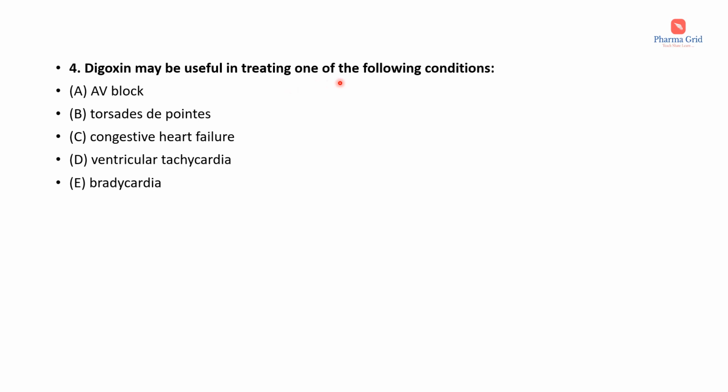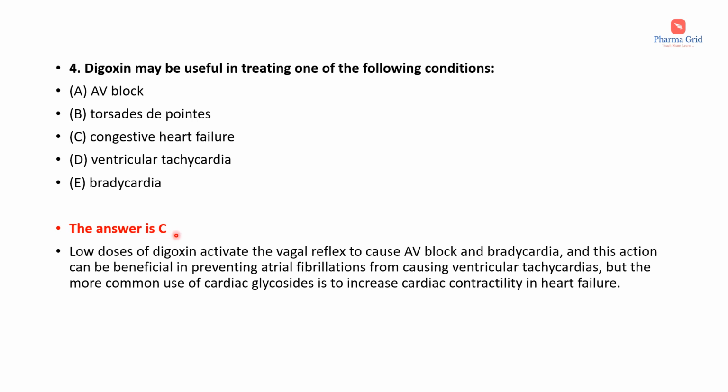Digoxin may be useful in treating one of the following conditions. Options are AV block, torsade de pointes, congestive heart failure, ventricular tachycardia, bradycardia. Correct answer is option C, that is congestive heart failure. Low doses of digoxin activate the vagal reflex to cause AV block and bradycardia, and this action can be beneficial in preventing atrial fibrillations from causing ventricular tachycardias. But the more common use of cardiac glycosides is to increase cardiac contractility in heart failure.